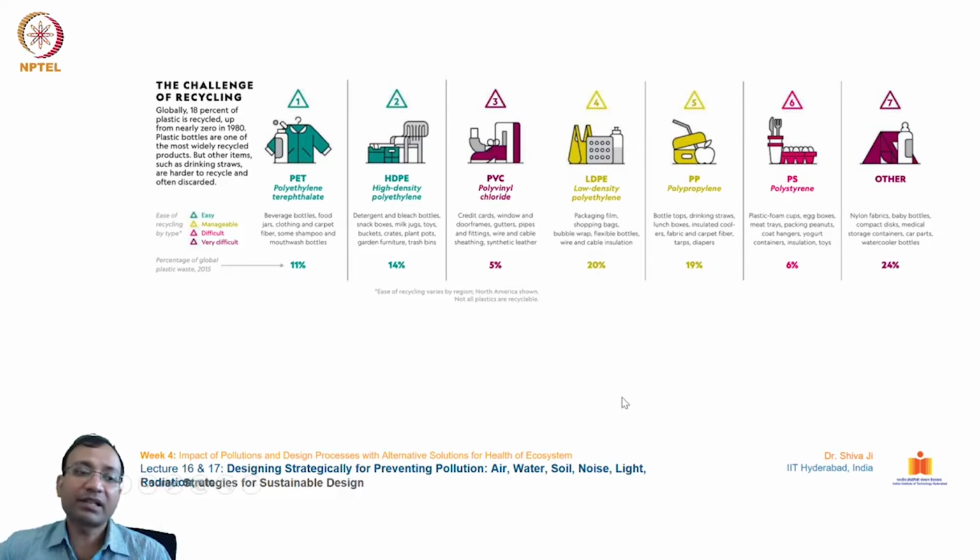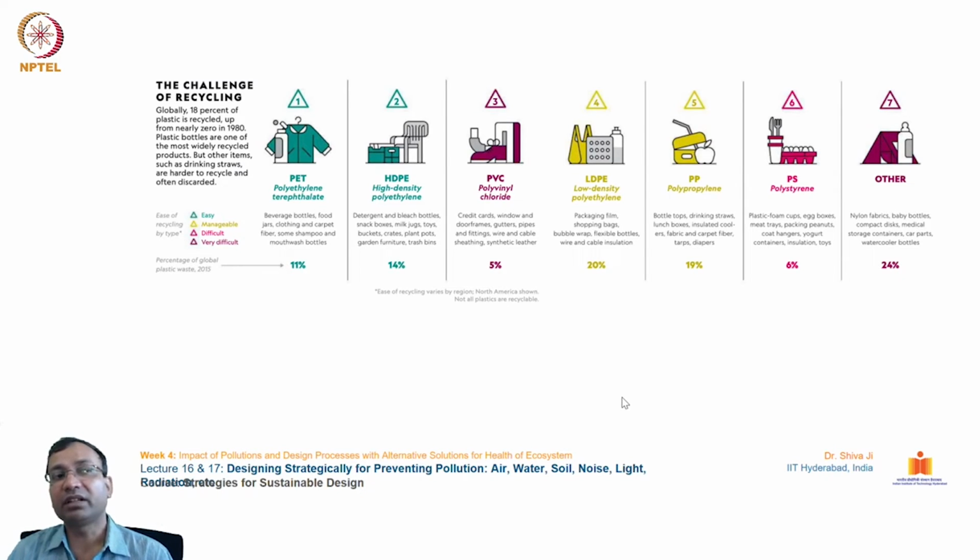Okay, let's look at the grades of plastics: the common grades available in the market for commercial usage, and the percentage of global waste they form. This is data from 2015, taken from National Geographic. There is a challenge of recycling if it is not properly recycled: how long it's going to be there in the ecosystem and how much bulk of waste it forms. Grade 1 is PET, polyethylene terephthalate. This forms 11% of the total waste produced in 2015.